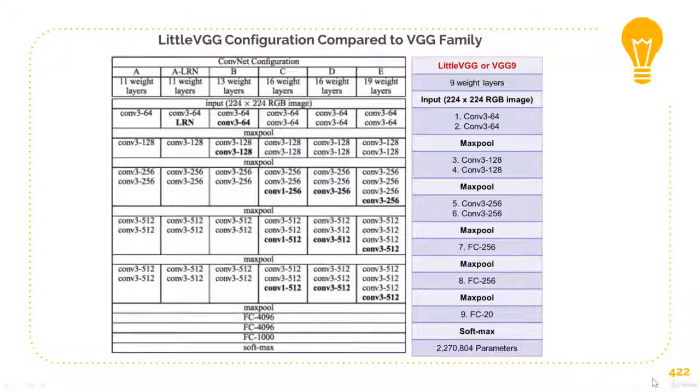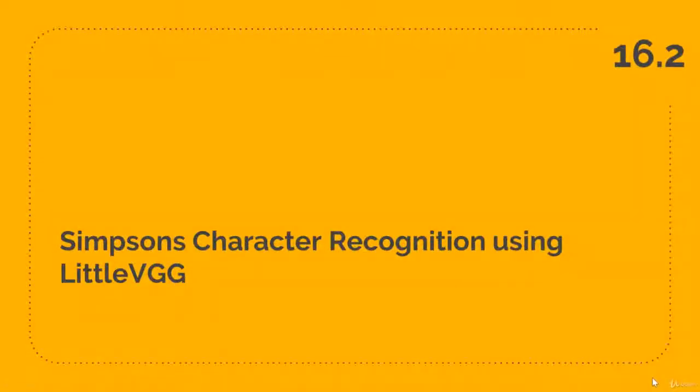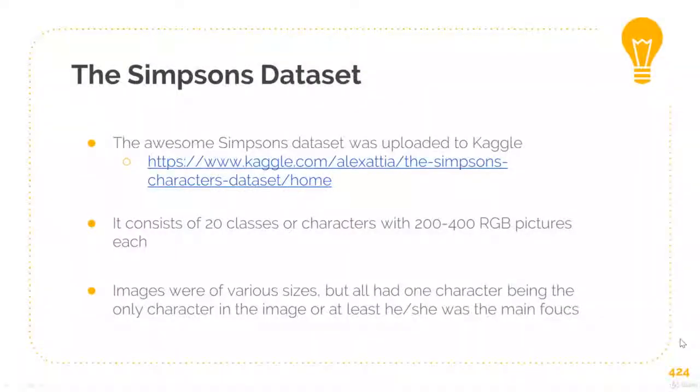So let's build this in Keras, and then we get to use this on the Simpsons character dataset. In section 16.2, we're going to use Little VGG on our Simpsons character dataset to do some Simpsons character recognition. This is going to be pretty cool. This dataset was sourced from Kaggle. Here's the link to it. It actually came with more classes than this, however, I limited it to 20 classes of the most popular characters.